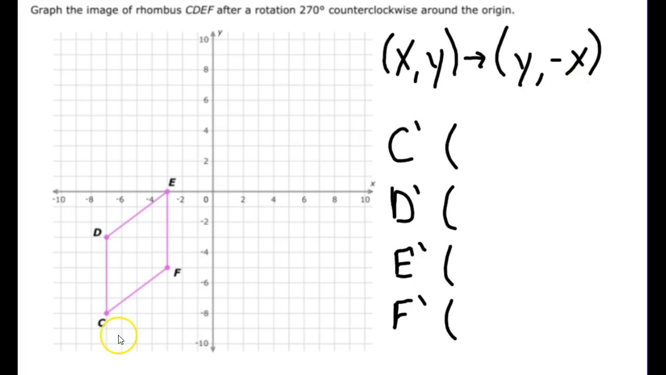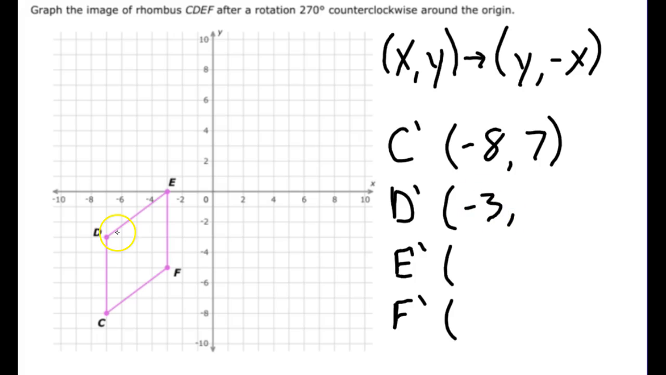Alright, so if we're looking at point C, and we want to find C prime, the y coordinate of C, which is -8, becomes the x coordinate, so -8. Our original x value, which is -7, we're going to make that the opposite, so that'll be a +7, and that becomes the y coordinate. Okay, so for point D now, we want to look at the y value, which is -3, that becomes the x value.